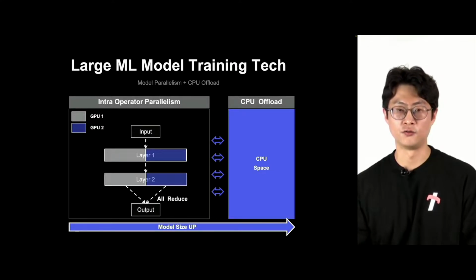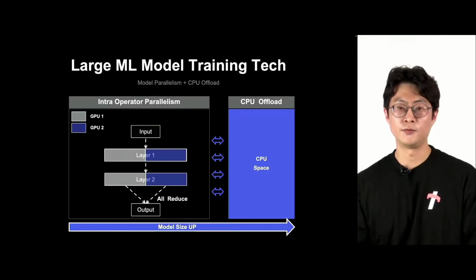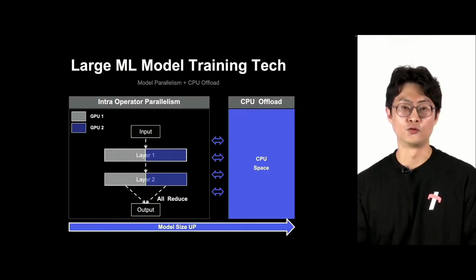Lastly, there is the CPU offload technique. The model parameters are kept in the CPU space, and only when necessary are they used in the GPU space, so the model parameters can be used for training. For the large model, when we apply it to the AI text filter, we have used all three technologies. There are other techniques that are required for training a large model, but the problem is it requires a long time.